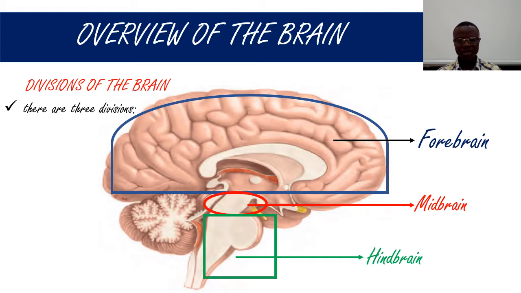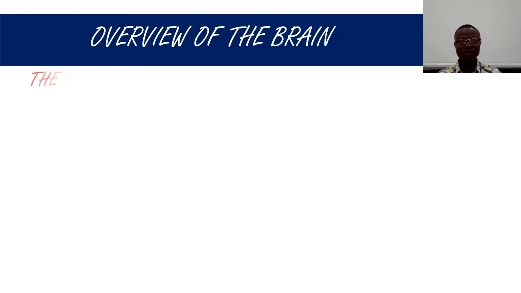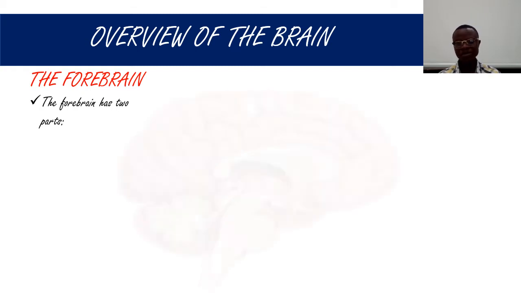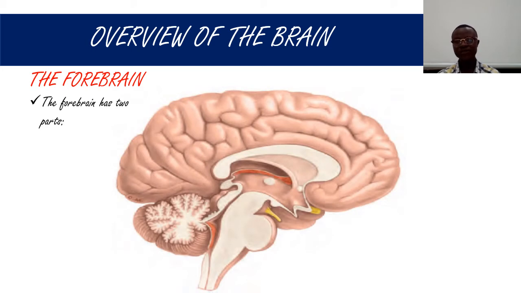And as stated, the focus of this tutorial is the forebrain. In subsequent tutorials, we are going to look at the midbrain and the hindbrain. Let's get started. The forebrain. The forebrain is divided into two segments or parts. Let's write that down. The forebrain is divided into two segments, or it has two parts. And we're going to use our same old friend to demonstrate those segments of the forebrain.